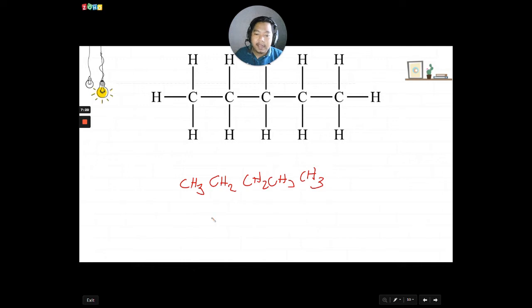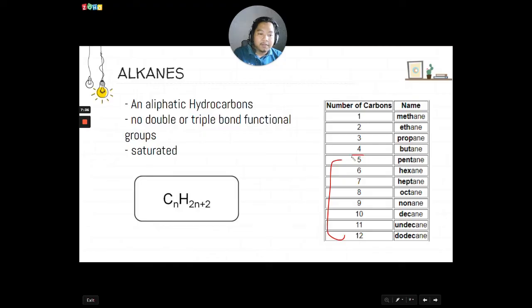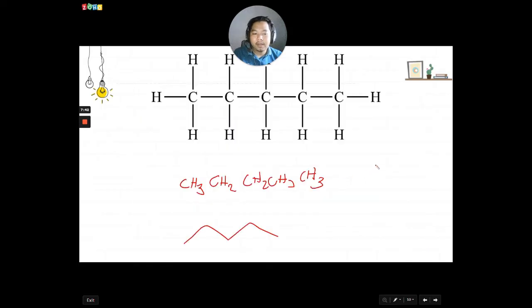Now the question is, how do we name them? This is not a mountain range, it's a skeletal formula. So this is 1, 2, 3, 4, 5. If we go back to the table, 5 carbons in an alkane with a single bond means that's a pentane. So the name for these 3, now these 3 are the same, but these are all called pentane.